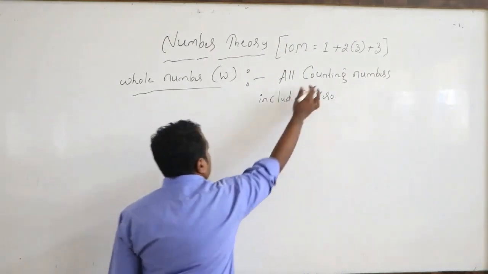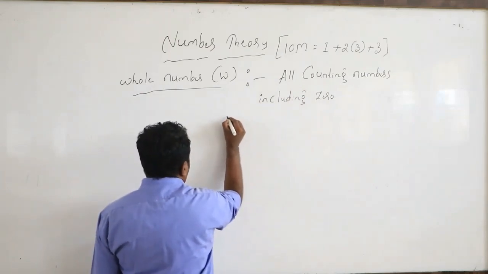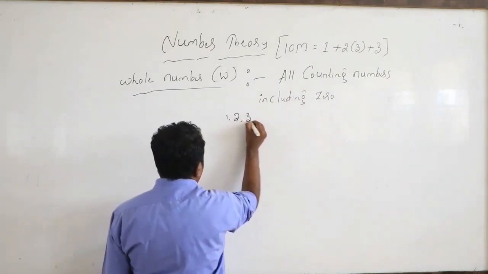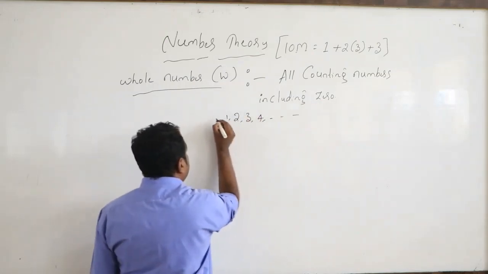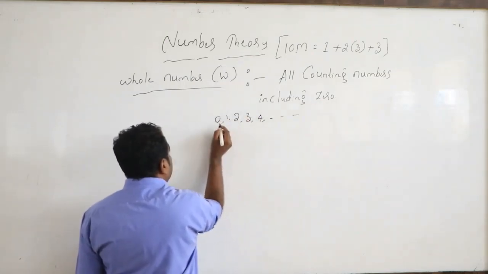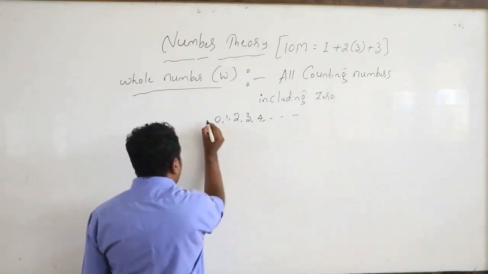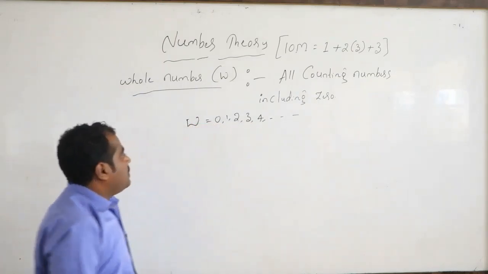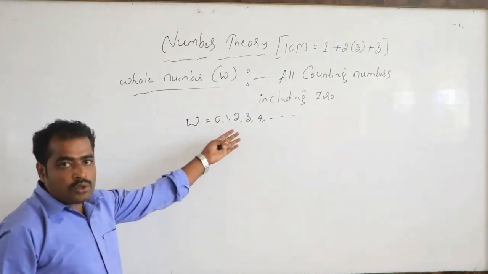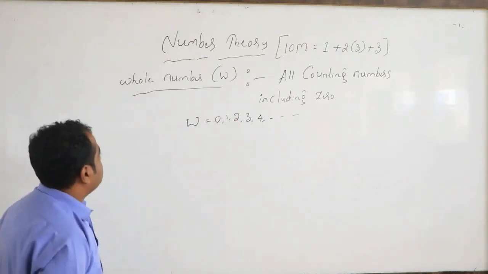Counting numbers start from 1, 2, 3, 4, and so on, up to, including 0. These are the whole numbers. Whole numbers are denoted as capital W. W equals 0, 1, 2, 3, and so on.